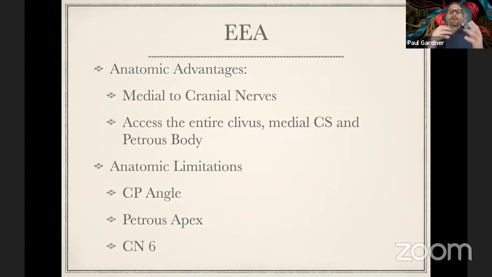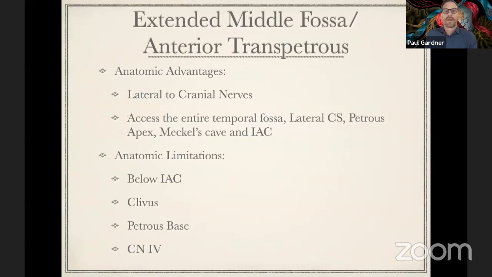In the end, if we look at this purely anatomically, an endonasal approach has advantages where we can come in medial to cranial nerves. We have access to the entire clivus, the medial cavernous sinus, and the petrous body, but it's limited. You can't access the CP angle. You have trouble getting up to the petrous apex, and the 6th nerve is inevitably between you and the petrous bone, and you have to work around that limitation.